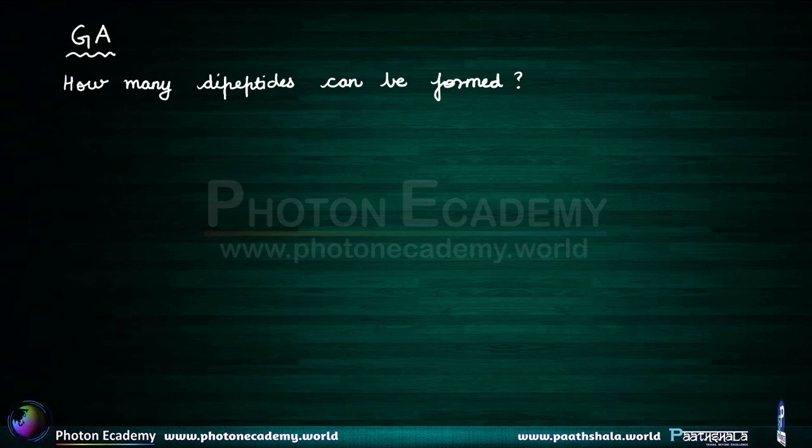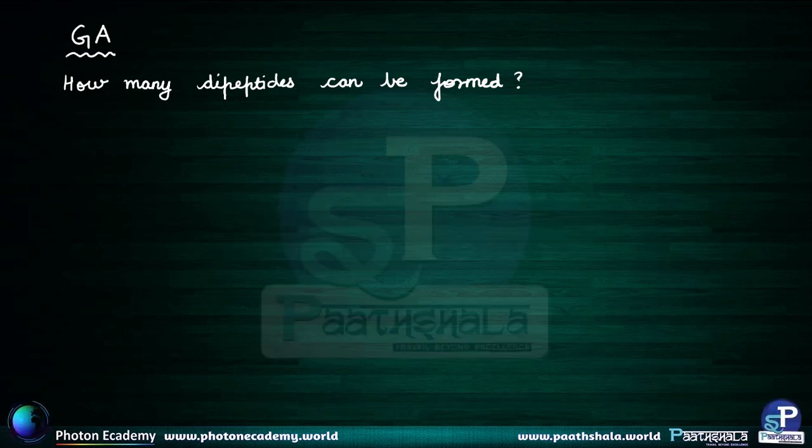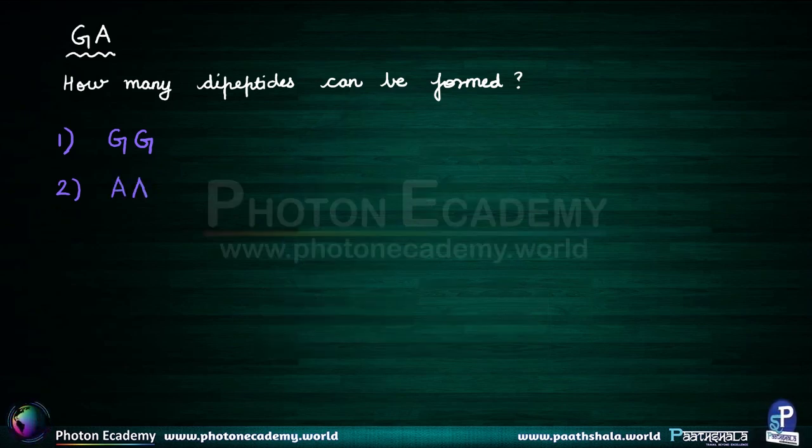Next, let us see an example, where we have been given two amino acids. Now G represents glycine and A represents alanine, and we have to write how many dipeptides can be formed. Now dipeptides can be formed by repetition. So suppose we take two glycines, then also it can lead to the formation of a dipeptide, because you have to take two monomers.